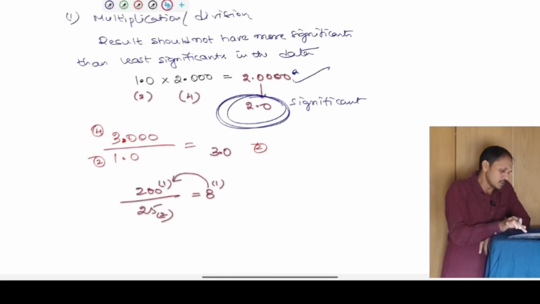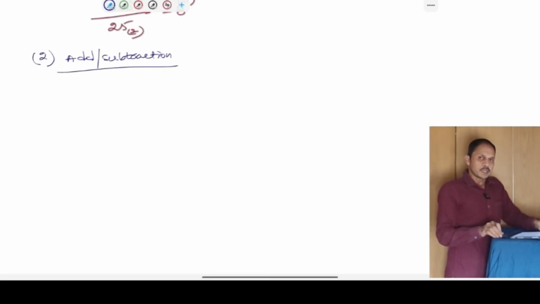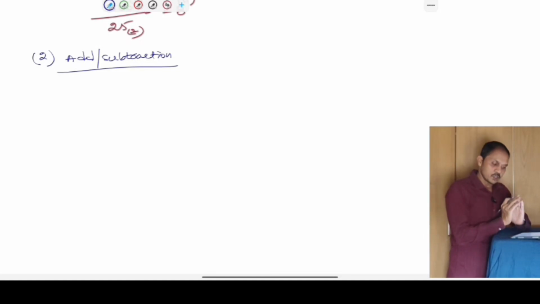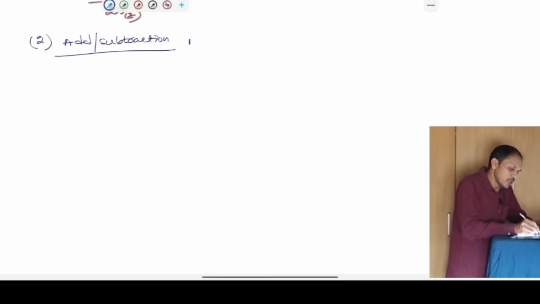Okay, so next let us do the second rule, for addition and subtraction. What to do? You are adding or subtracting two numbers. Now keep this in mind carefully. In addition and subtraction, we don't care how many significants there are in total. We care only about the decimals, the number of decimals. This is important in addition and subtraction.